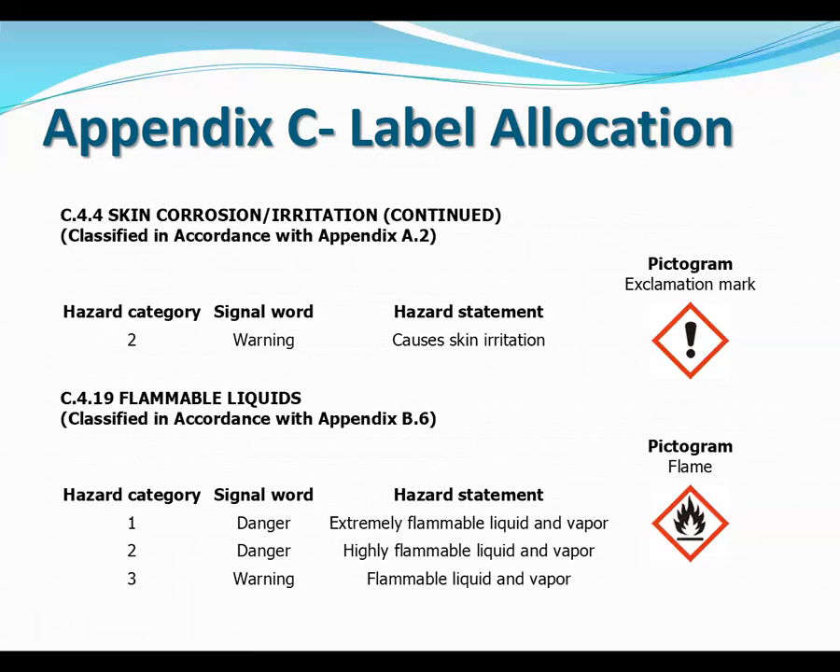Below that, you'll see flammable liquids, several different categories, 1, 2, and 3. 1 being the most severe, a signal word accompanying that of danger. 2 would be a danger, 3 possibly a warning. The hazard statement accompanying a category 1 would be extremely flammable liquid and vapor. 2, highly flammable liquid and vapor. And 3, flammable liquid and vapor. Followed by the pictogram, again with the red diamond, the flame over the bar in the center.